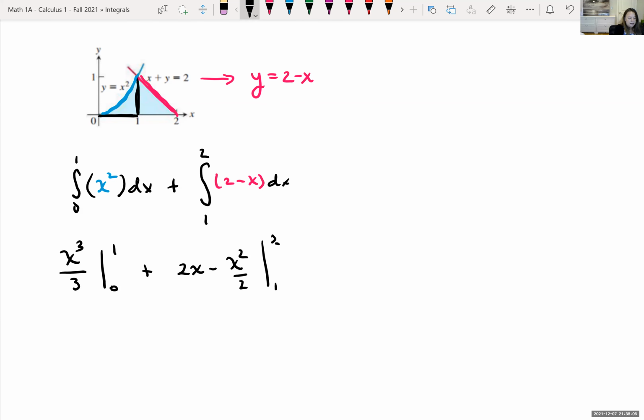So let's go in for the first piece and plug in 1 wherever we see an x. So we get 1 cubed over 3, which is just 1/3, minus plugging in 0 wherever we see an x, we just get 0.